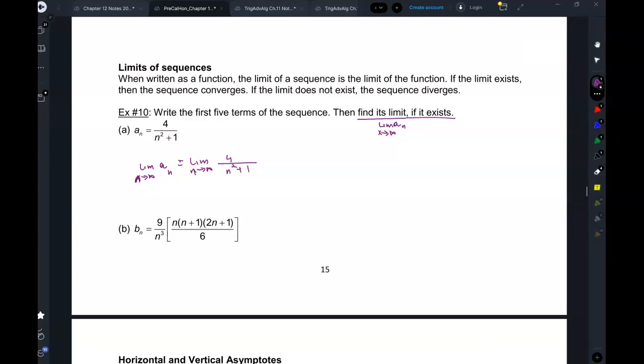Okay, so when n gets infinitely large, well, n squared is even larger. Plus 1, it's even larger. 4 over that large number is what? Really small, or 0. So this is just going to be 0.